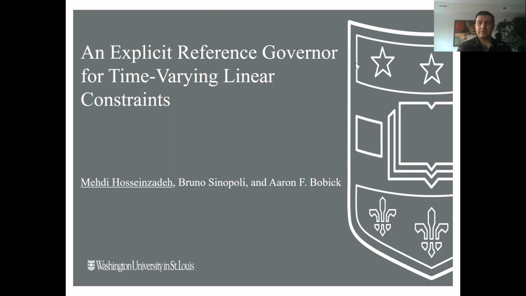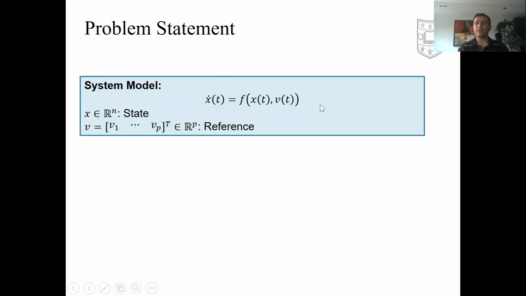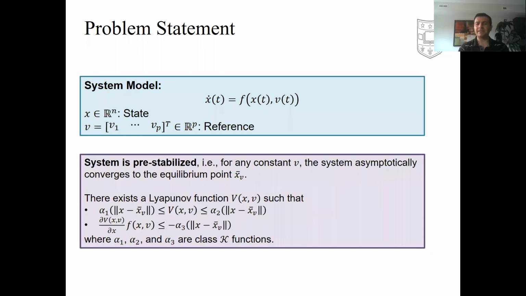Consider this dynamical system, which is in general a nonlinear dynamical system: x dot is equal to f of x and v. Here x is the states of the system and v is the reference. We assume that this system is pre-stabilized. By pre-stabilization, we mean that for any constant reference, the system asymptotically converges to the corresponding equilibrium.